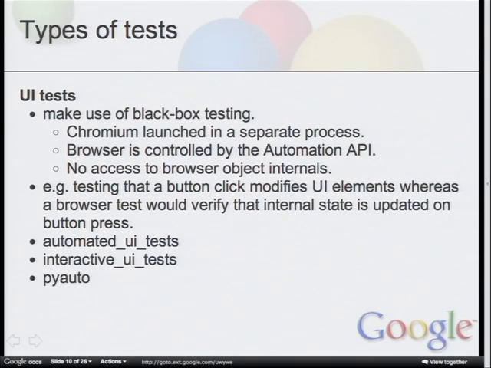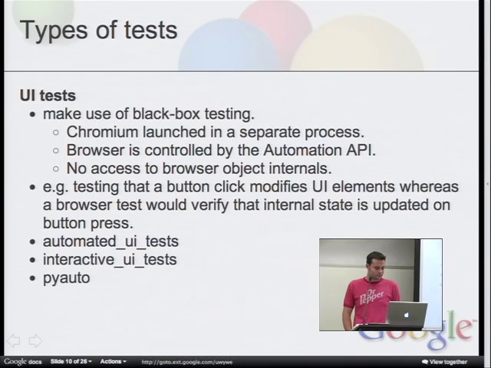UI tests are high-level, end-to-end testing, integration tests. They're an example of black box testing in that you don't have access to object internals, and you have to implement the test through an automation proxy. There's an automation API which allows you to control the browser. Now, there are several different ways we use the automation API. The main way is UI tests, which are tests written with the automation API.